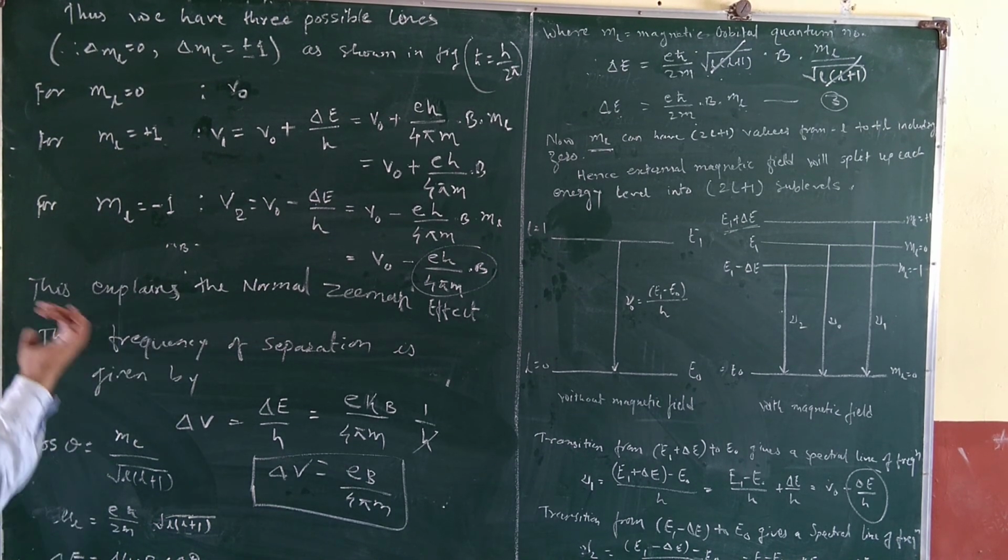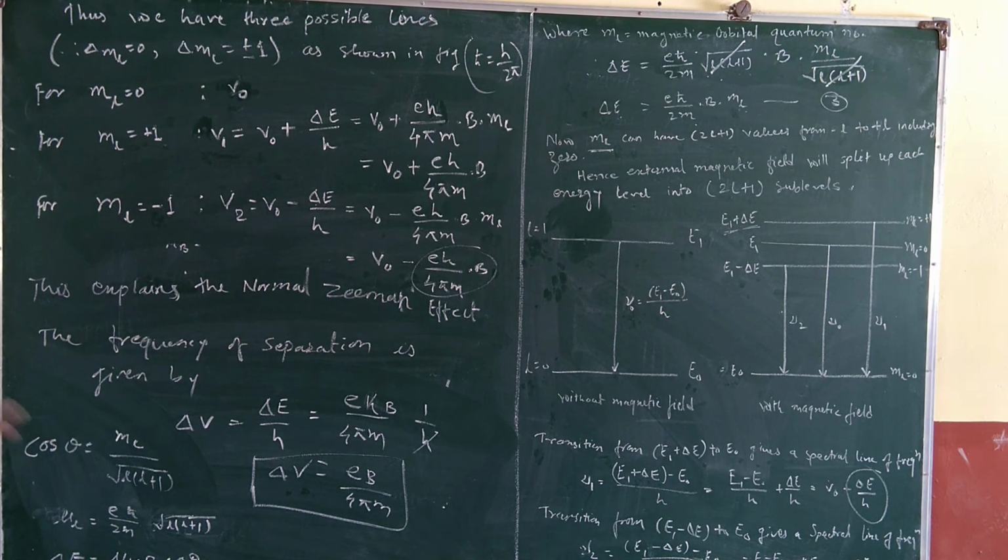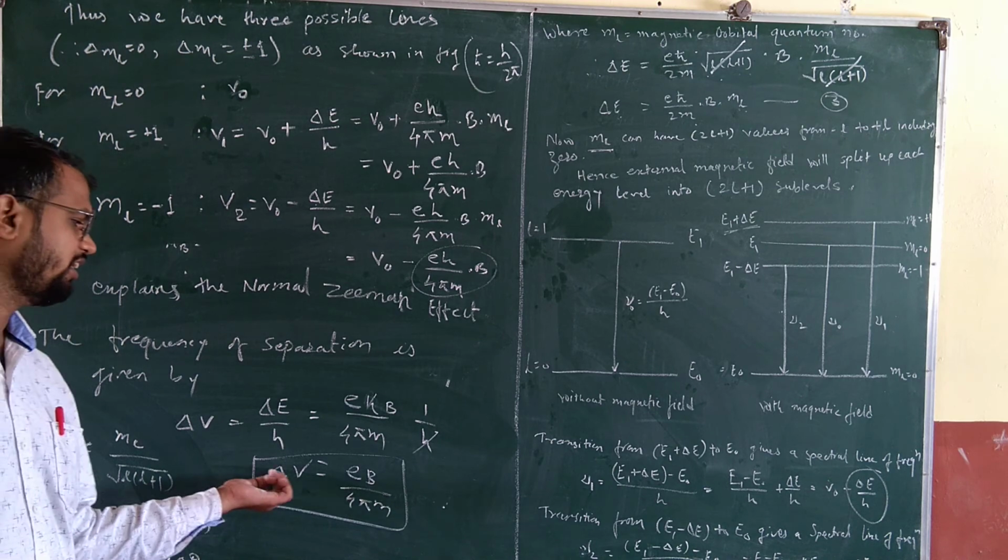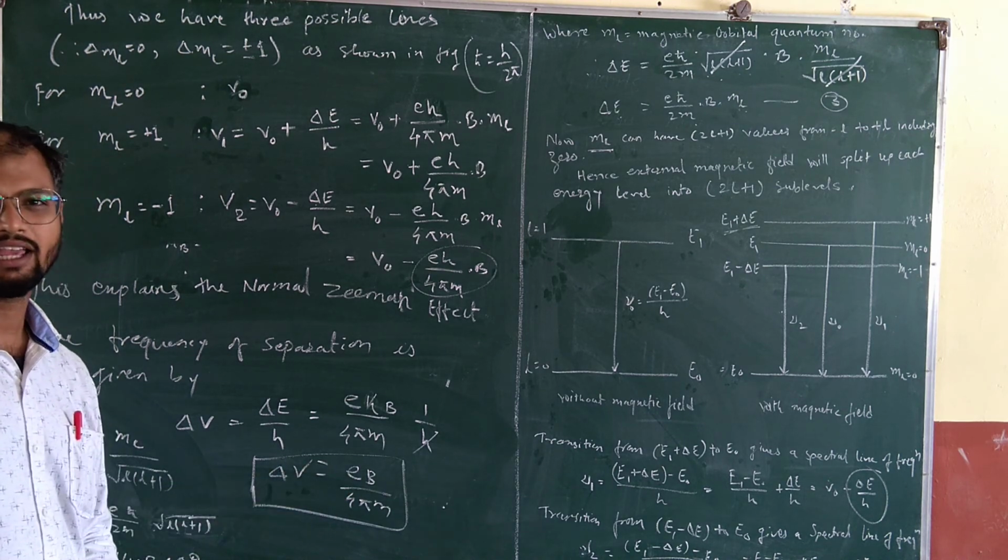So this explains the normal Zeeman effect, and the frequency of separation is given by del E is equal to eB upon 4 pi m.